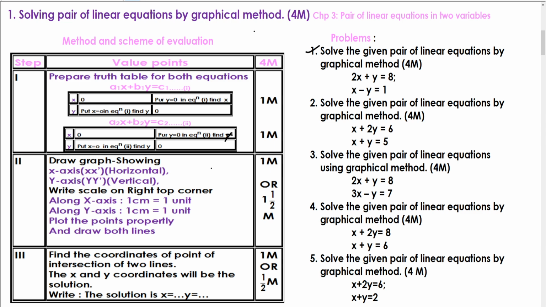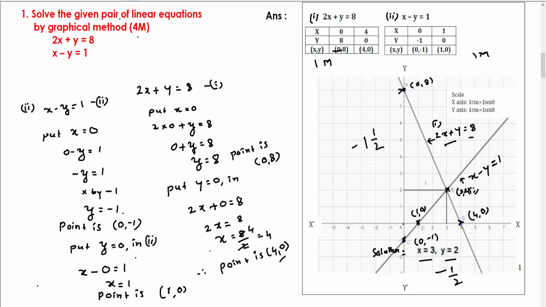See, first of all, while solving a pair of linear equations by graphical method, 4 marks are distributed like this. 1 mark will be given for preparing the truth table for each equation, 1, 1, 2. Then for drawing the graph and showing the lines, you will get 1.5 mark or 1 mark. Then finally writing the solution, you will get half mark. Like this, the distribution of marks will be there. Carefully observe.